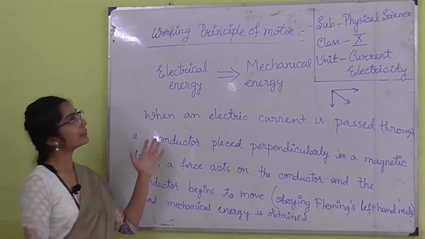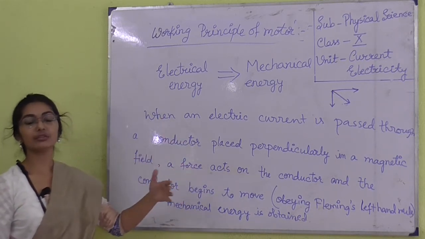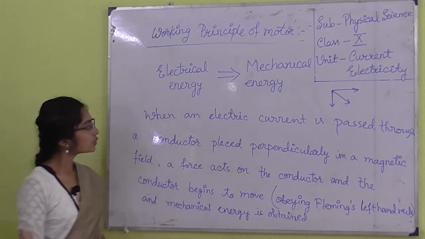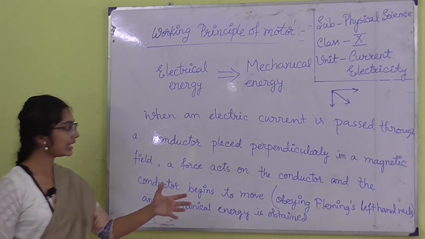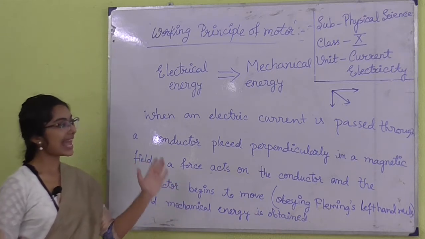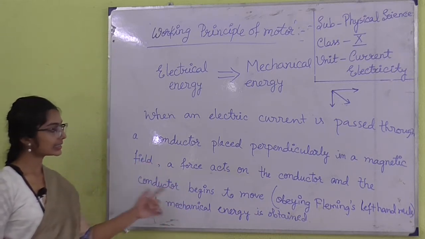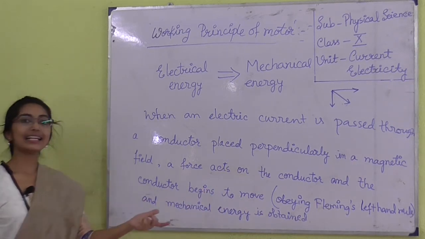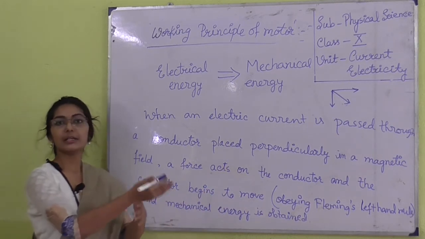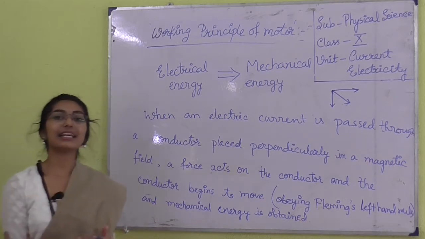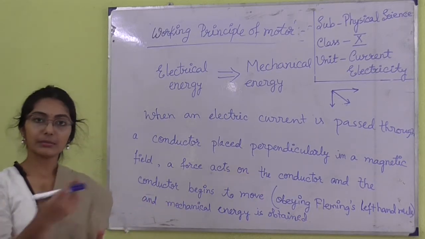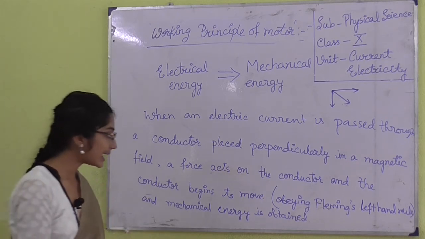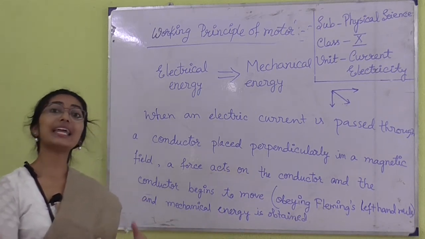And now these are applications of Fleming's left hand rule. When an electric current is passed through the conductor placed perpendicularly in a magnetic field, a force acts on the conductor and the conductor begins to move, obeying Fleming's left hand rule, and mechanical energy is obtained due to the movement. What is happening? Kinetic energy is being produced. Kinetic energy is a part of mechanical energy. So mechanical energy is obtained from electric energy.